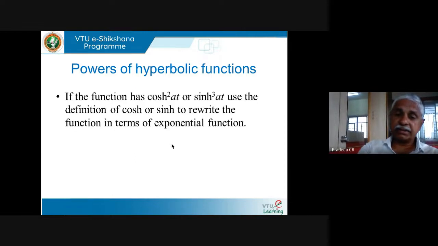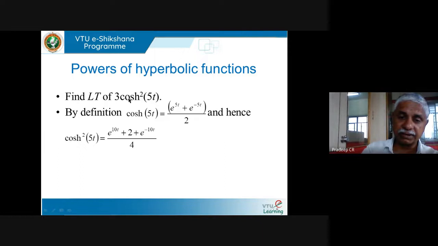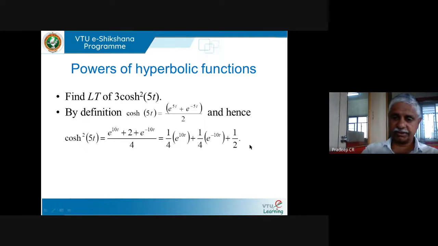What I have told here is, if it is of the form cos hyperbolic square or cos hyperbolic cube or sine hyperbolic square or sine hyperbolic cube, then you use the definition of cos hyperbolic or sine hyperbolic and rewrite the function in terms of exponential functions. That is what I have done here. Here, this is what it is. So constant into exponential function, constant into exponential function, constant into, okay, here there's no exponential function, it's that much simpler. So now Laplace of this is the sum of Laplace of each of these. Each of these I can find from the table.